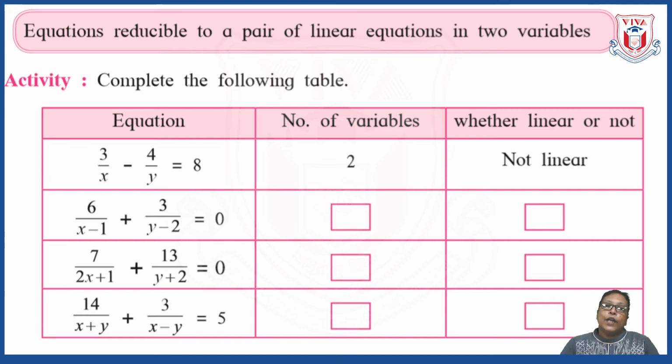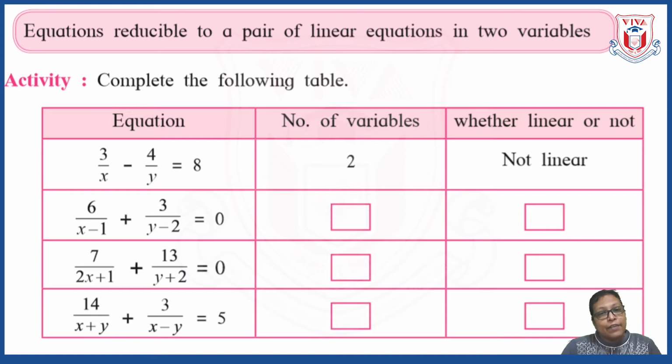Here now we are going to study the equations which are reducible to the pair of linear equations in two variables. What this means is, when we observe the original equations, they are not in the form of linear equations. Okay, because for linear equations, the general form is what? Ax plus by is equal to c.